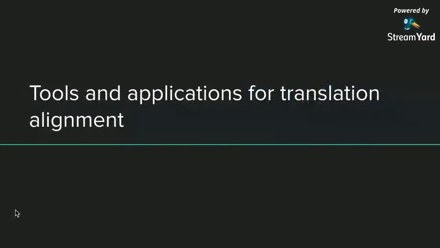So for all these reasons, the tools and the applications for translation alignment in historical and underrepresented languages are kind of a world by themselves in a way. So I'm going to show you in a minute a couple of tools and applications for translation alignment that are essentially restricted to historical languages, although they can potentially be used for a variety of modern languages as well.